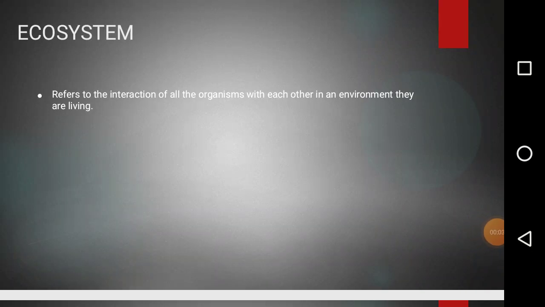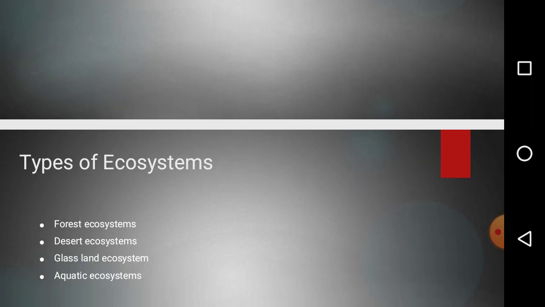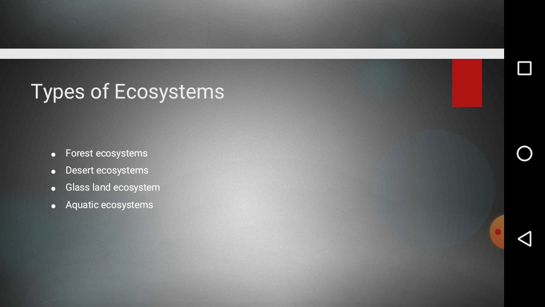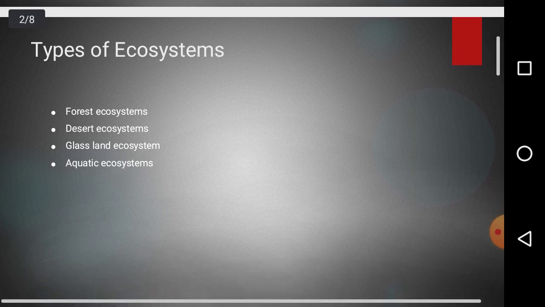In this video, we are going to look at the forest ecosystem as a type of ecosystem. Now let's define the term ecosystem. Ecosystem refers to the interaction of all organisms with each other in the environment they are living. So ecosystems have different types, and some of them are forest ecosystem, desert ecosystem, grassland ecosystem, and aquatic ecosystem.